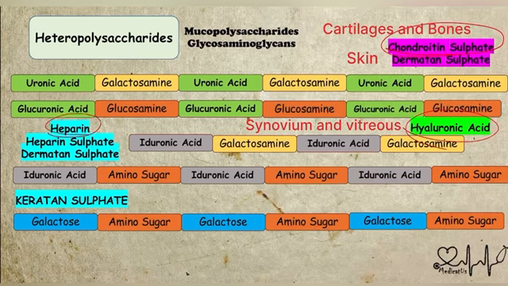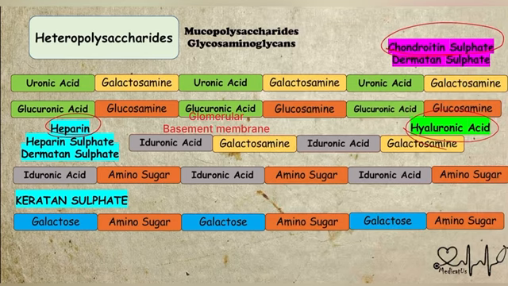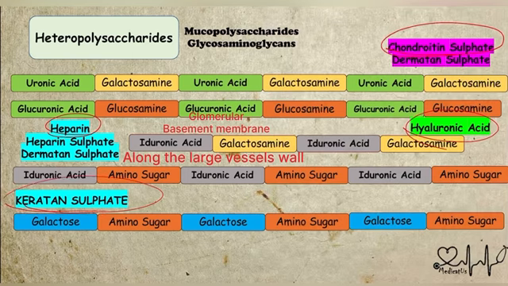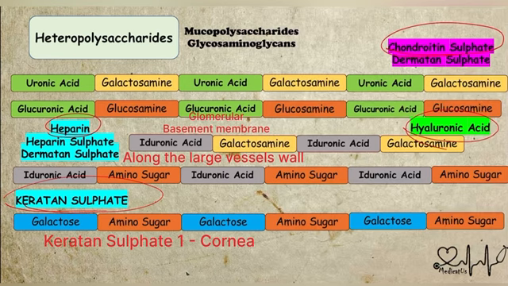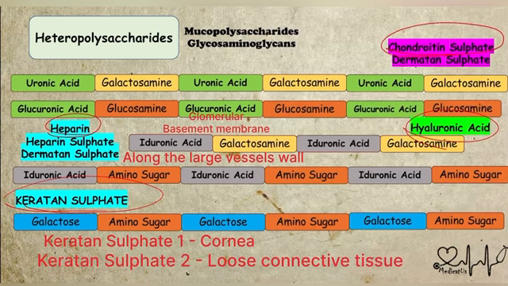Now heparin, we all know it's a natural anticoagulant and it's present in the mast cells. And heparan sulfate, we already discussed that it is present in the glomerular basement membrane. But it is also present along the large vessels like the aortic wall to hold the enzymes within the vascular tree. Now keratan sulfate is of two types. Keratan sulfate 1, which is present in the cornea, and keratan sulfate 2, which is present in loose connective tissue.